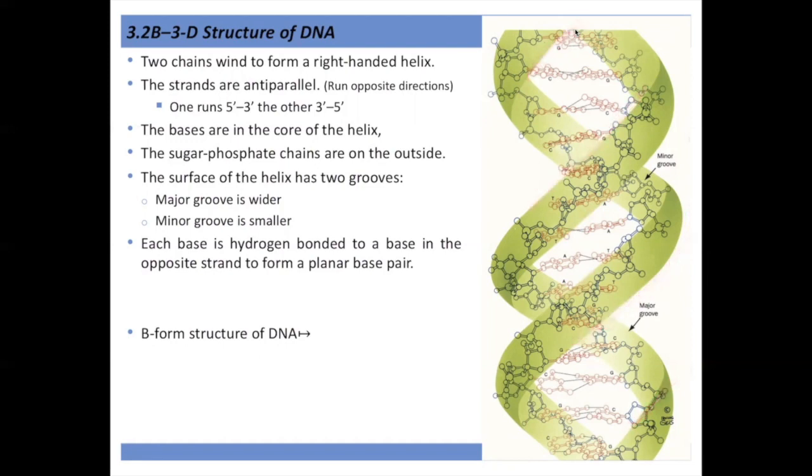So if you could twist the DNA around, you'd see that the minor groove is continuous and the major groove is continuous. And so what we have here is a picture of what's referred to as B form DNA, which is the most biologically common.